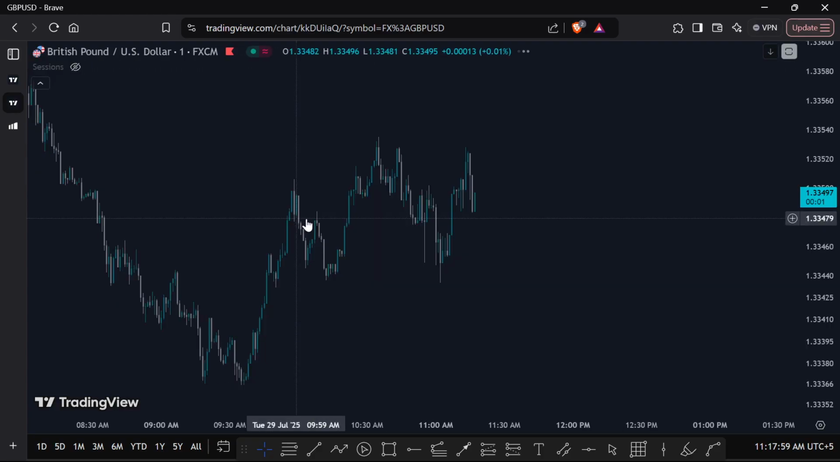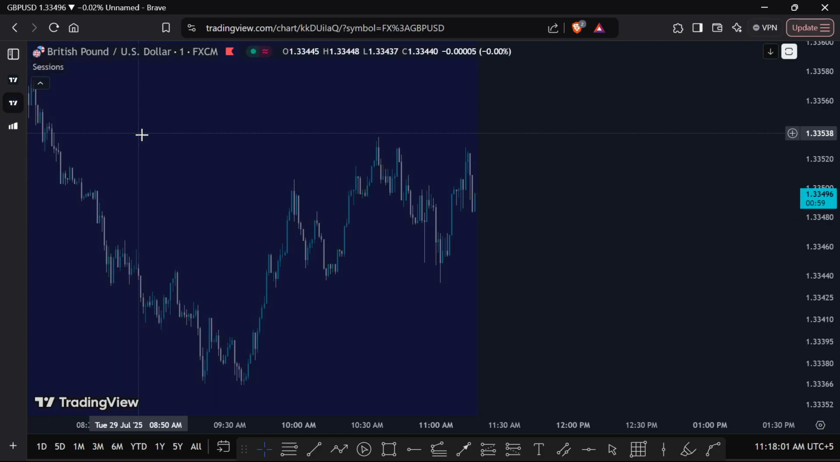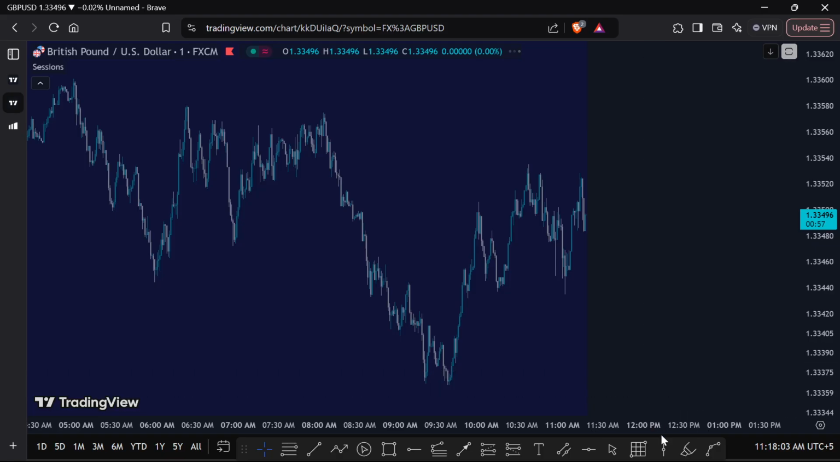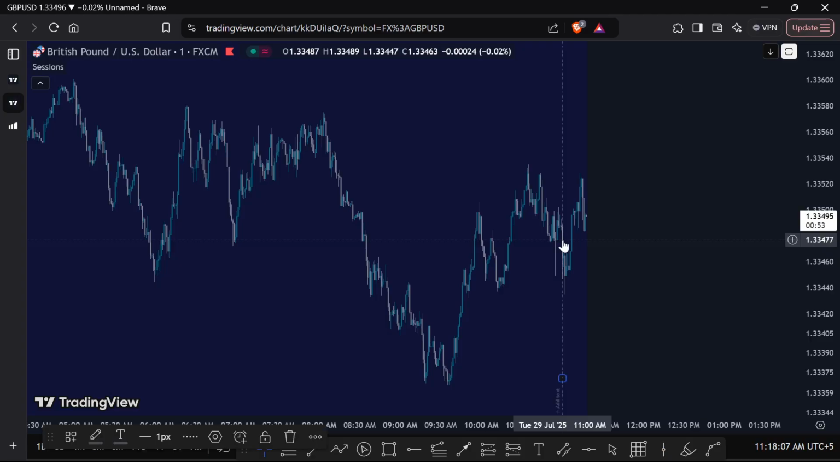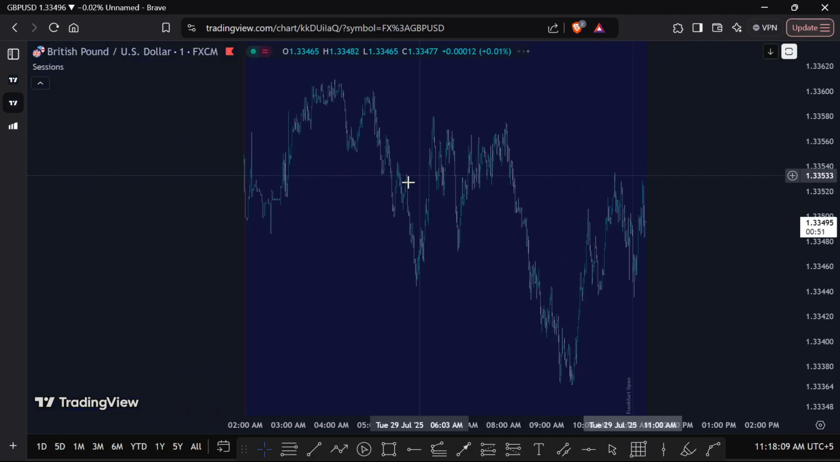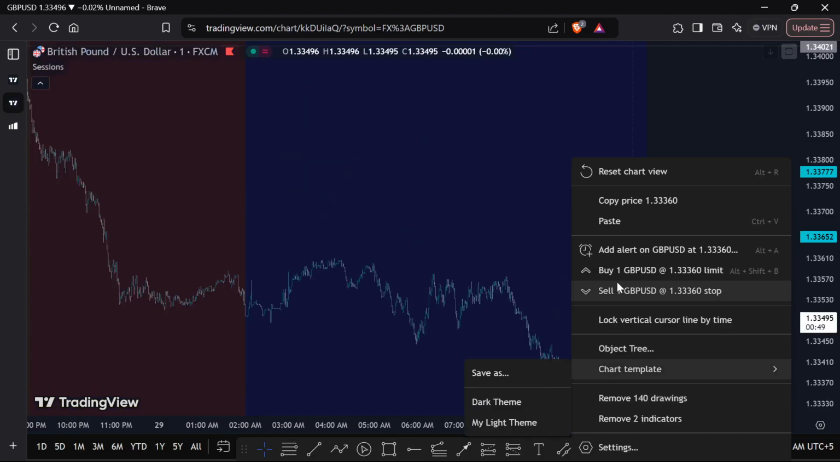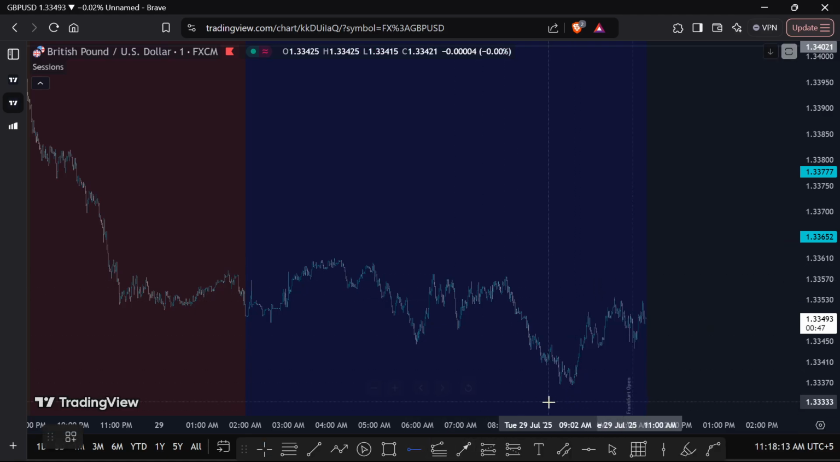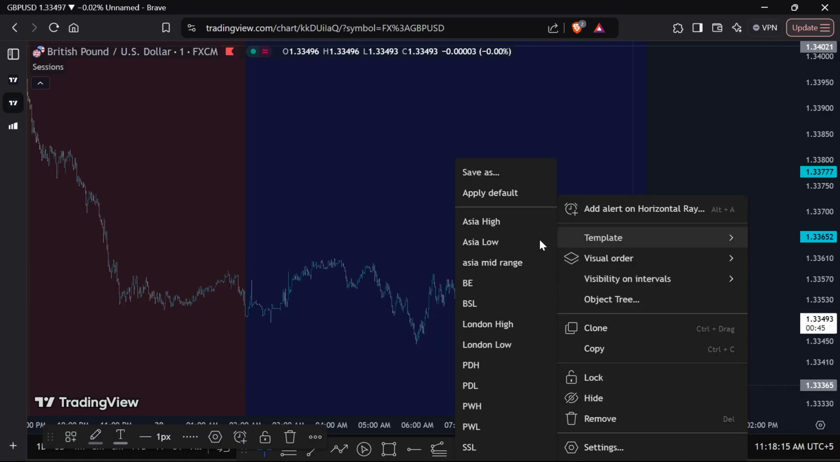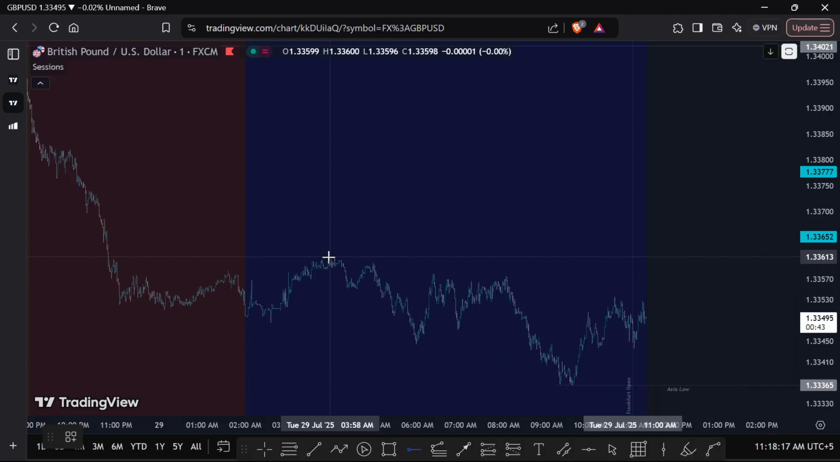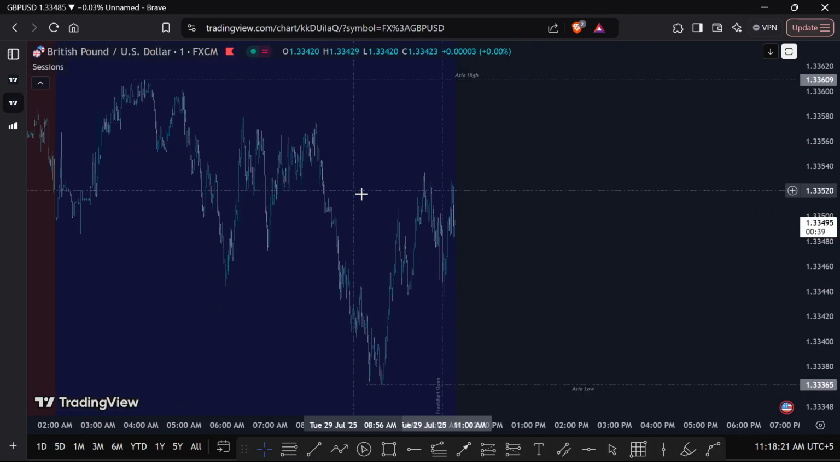Alright, so for the GBPUSD pair, GBPUSD is also doing nice things. So we have Frankfurt over here. The Frankfurt window started from here. We have Asia low over here. We have Asia high over here. All the liquidity points are being marked.